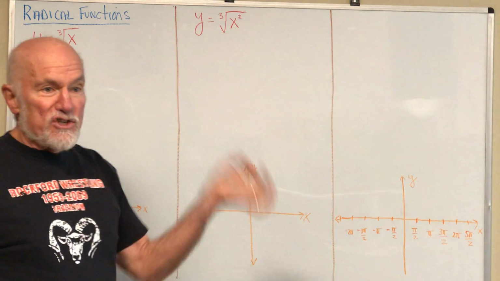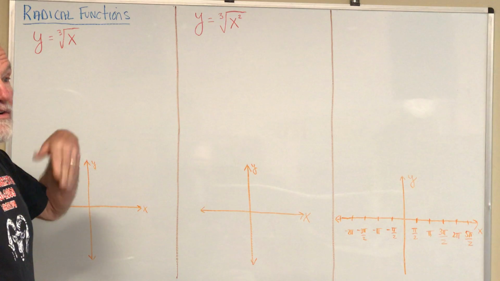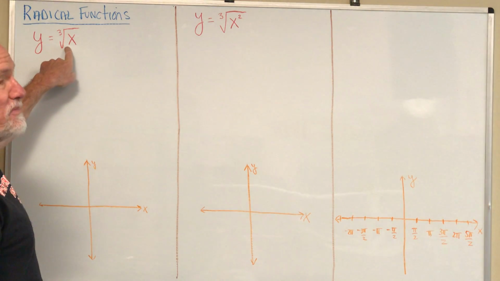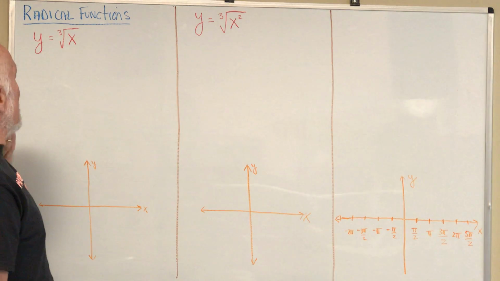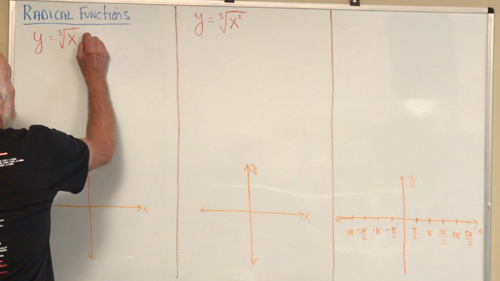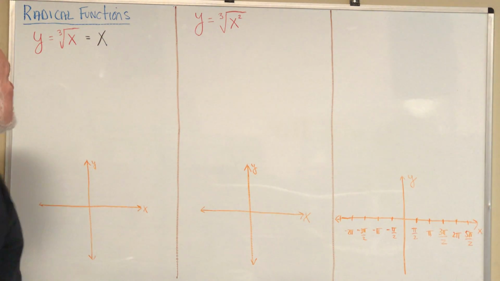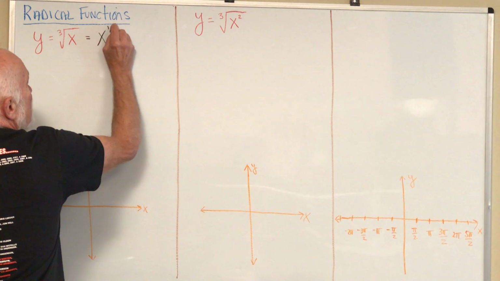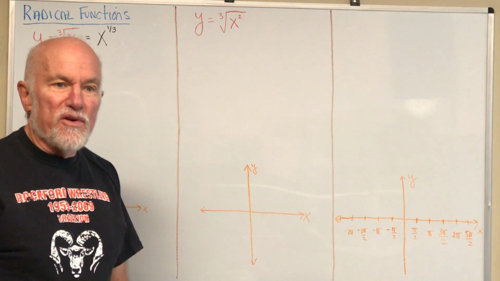We talked about rational functions in the last video. Radical functions are functions that have radicals in them, like the cube root of x. So usually, the first thing you're going to do is get rid of the radical sign, because all our formulas for taking derivatives don't have radical signs. So we change that into x to the 1/3.